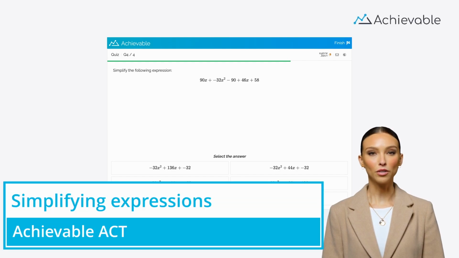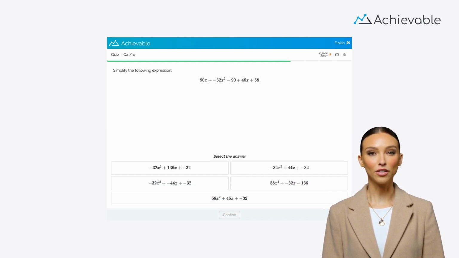Today, we're going to walk through how to simplify the expression 90x plus negative 32x squared minus 90 plus 46x plus 58. When simplifying expressions like this, we follow 3 key steps: identify terms, organize like terms, and combine like terms. Let's start with step 1. Identify the terms. We have 90x, negative 32x squared, negative 90, 46x, and 58.